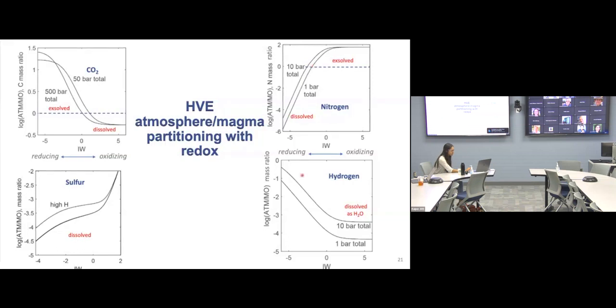And for hydrogen, it could be in both the atmosphere and the magma at reducing conditions, but as conditions become more oxidizing, it will favor dissolution as water into magmas. And so these kinds of maps can give a first order idea of the atmospheric composition of planets, and what kind of magmas would have produced these atmospheres.